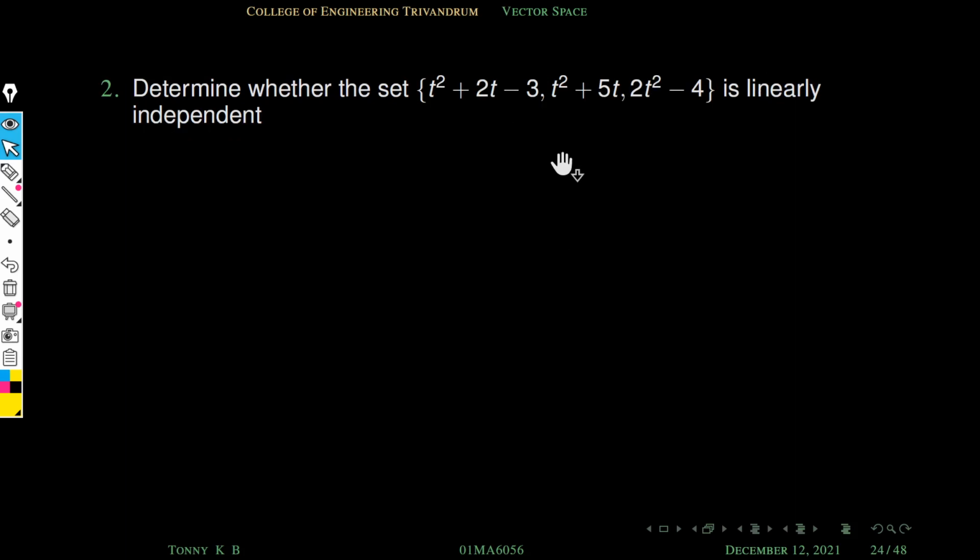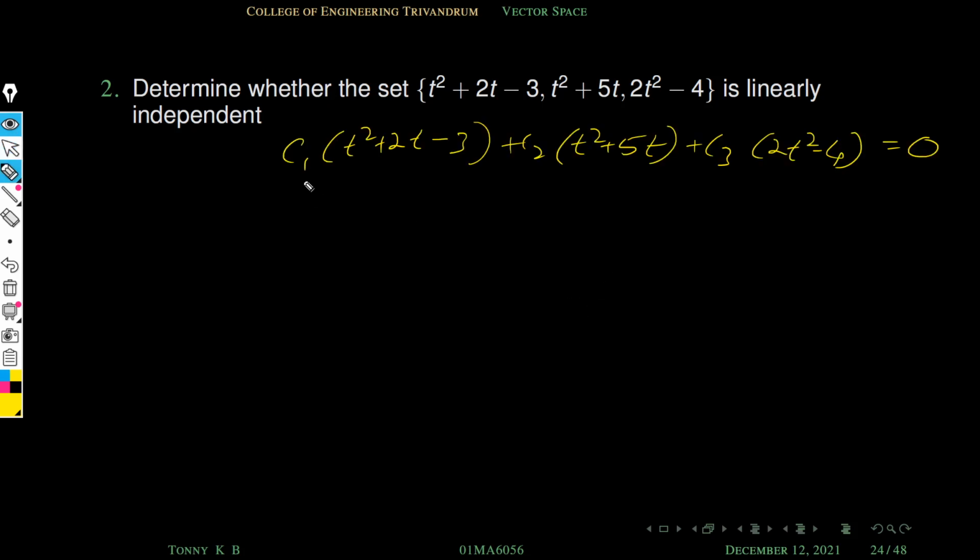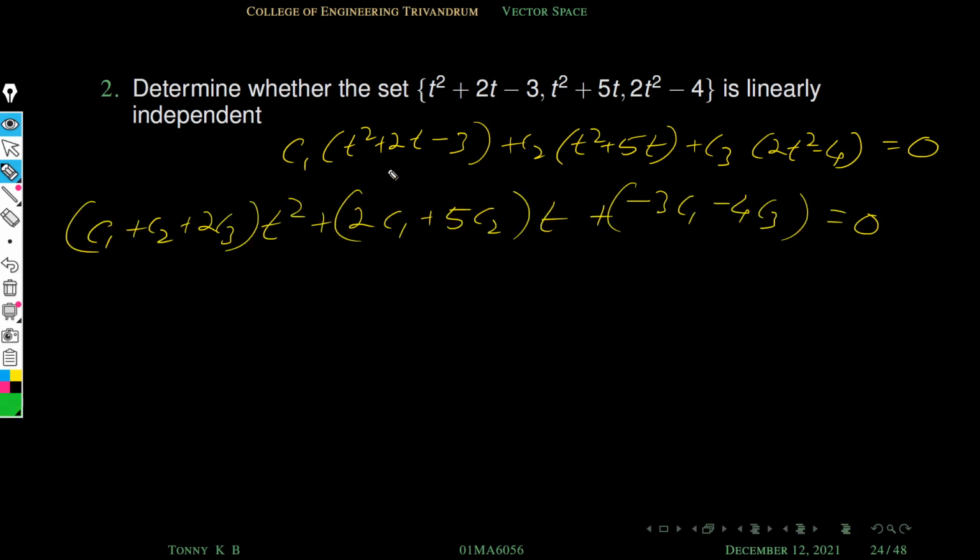What is the systematic method? We have to check whether there exist non-zero scalars C1, C2, C3 such that this linear combination equals 0, or this equals 0 implies all the scalars are 0. So we assume that this is equal to 0. Then we have a system of equations, by comparing the similar terms. So next we compare the terms containing t square, terms containing t, and constants. By comparing the terms of t square, its coefficient is like this. Similarly, this is the expression.